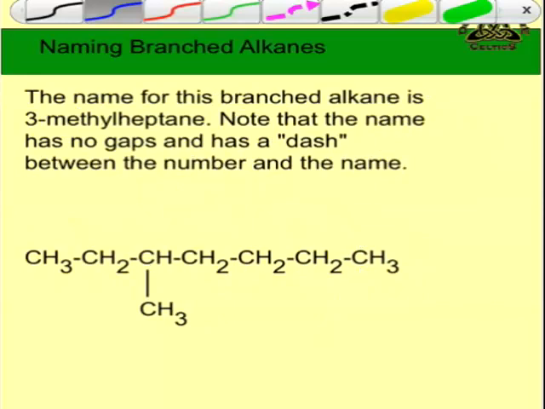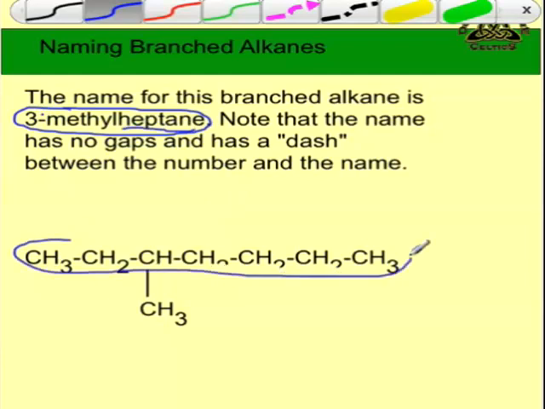The name for this branched alkane, therefore, would be 3-methylheptane. And note that the name has no gaps in it and that there is a dash right here between the number and the name. The heptane part of the name gives you the root. The 3 tells you what carbon the branch comes off. And the word methyl tells you the kind of branch that it is. 3-methylheptane.